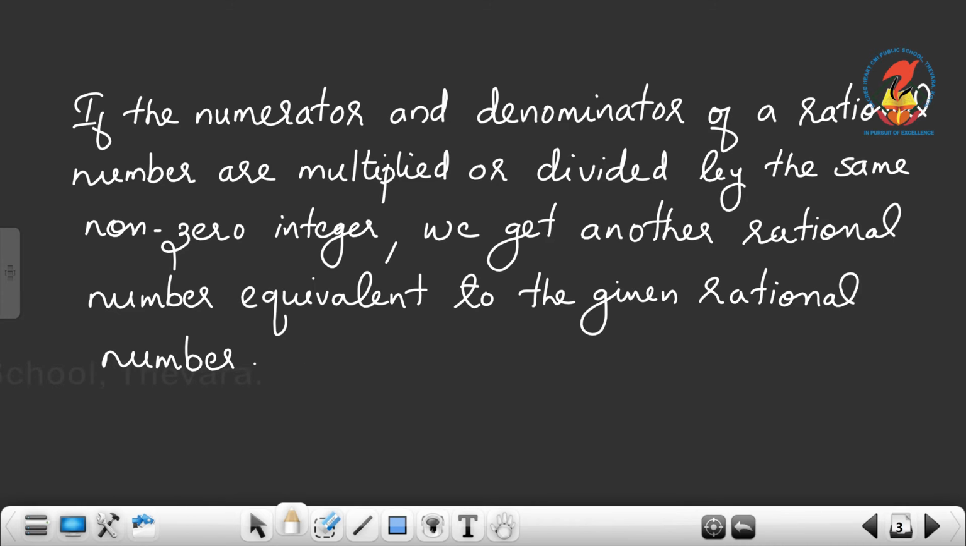So how will you obtain a rational number equivalent to the given rational number? If the numerator and denominator of a rational number are multiplied or divided by the same non-zero integer, we get another rational number equivalent to the given rational number, or equal to the given rational number.